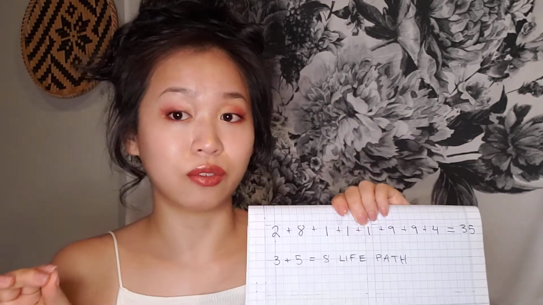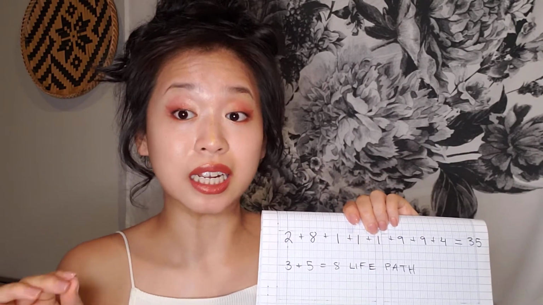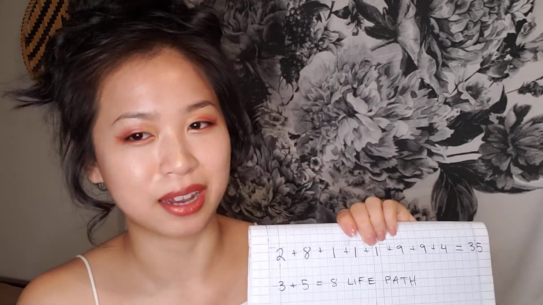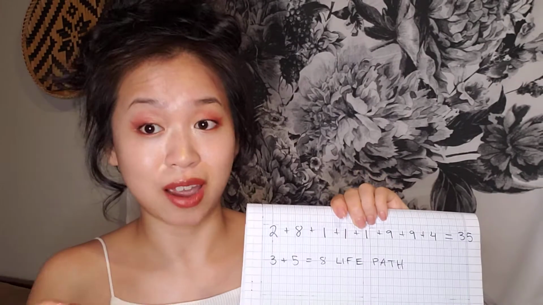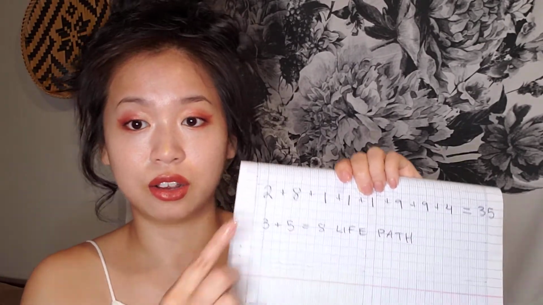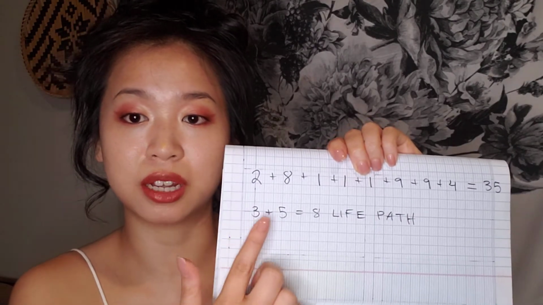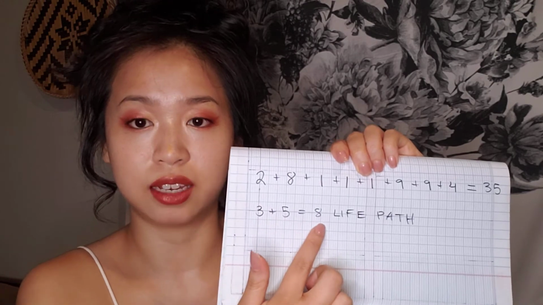And the goal of numerology is to reduce everything until a single digit, unless it's a master number. So 35 is not a single digit yet. So I took 3 plus 5 equals 8. I'm an 8 life path. So that is how you do it. And if that's still confusing you too, you can always Google what is my life path number and you'll get a really quick answer. So we will begin with the number 1 life path, and then I'll go in order from there.